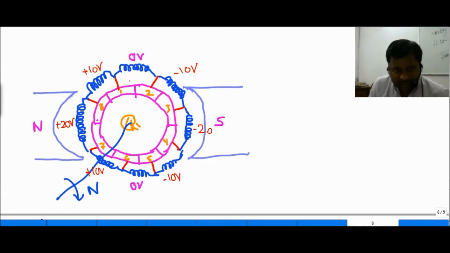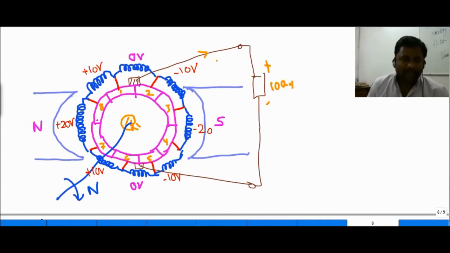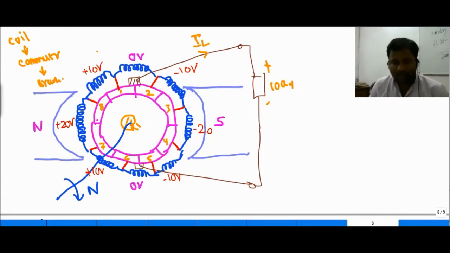And we have to put the brushes in this fashion. These are the brushes, and we are taking the output on the brushes. This is our load. The load is connected, the coil is moving, and EMF is induced in the coil. As a result, the current will flow from this coil to the commutator part, and from the commutator to the brushes and to the load. This is the current flow path.